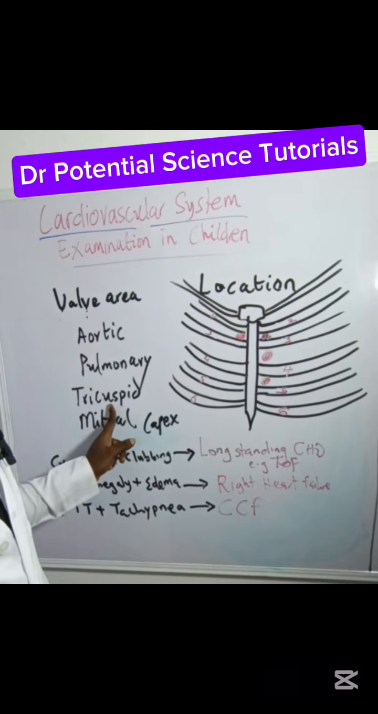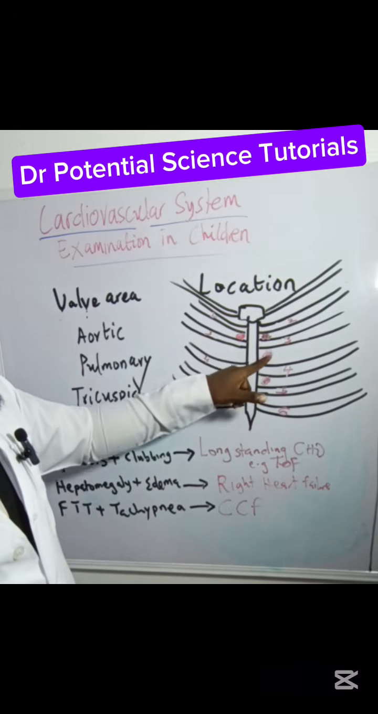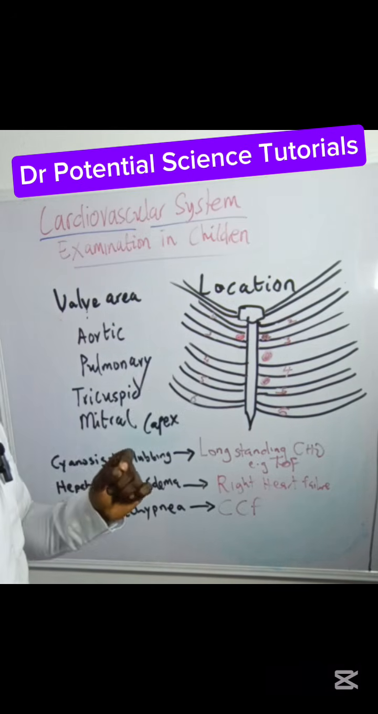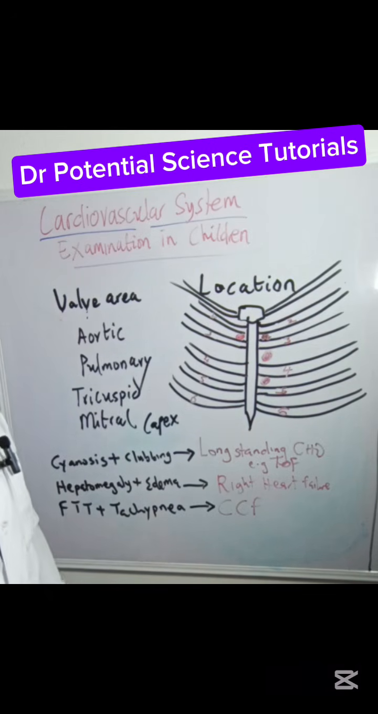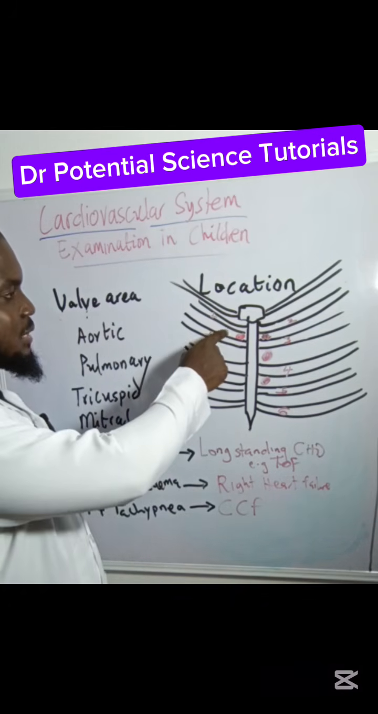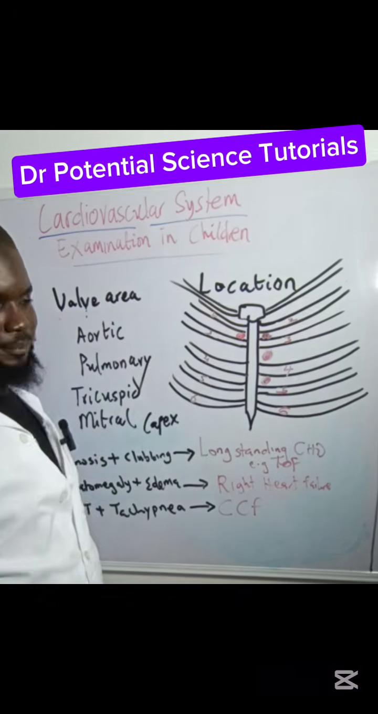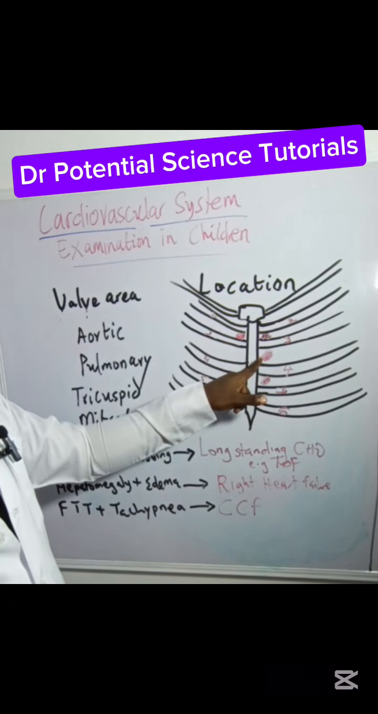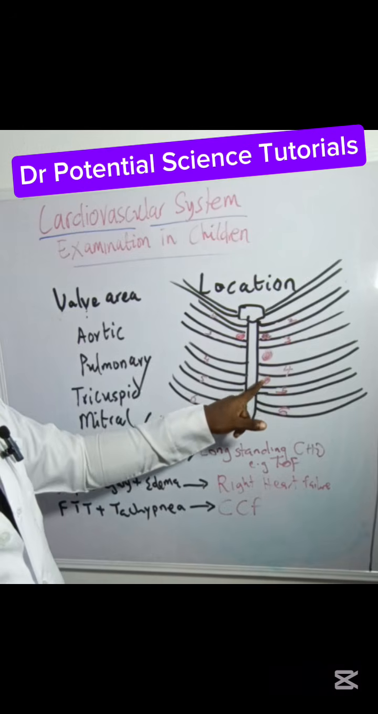Tricuspid valve. It is between the third and the fourth rib. That is the third intercostal space, the right. So we only have one valve on the left side. That is the pulmonary valve. Others are on the right. The aortic, second intercostal space, the tricuspid, third intercostal space, and the mitral valve.